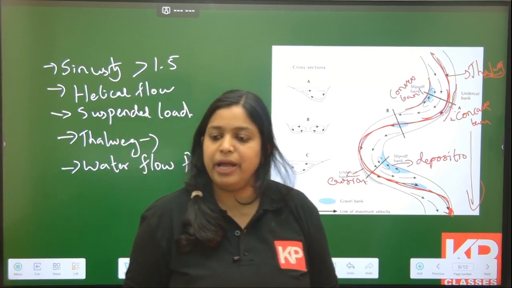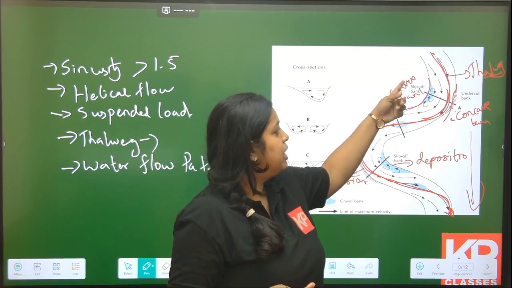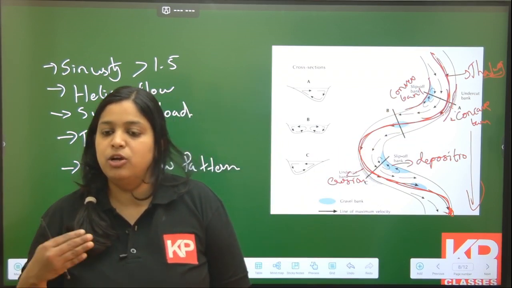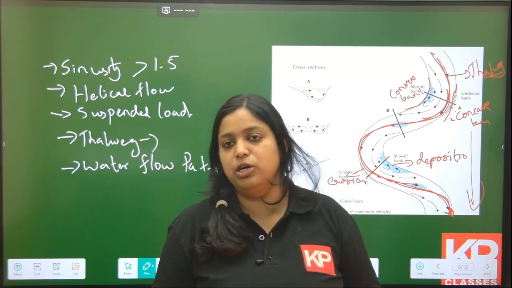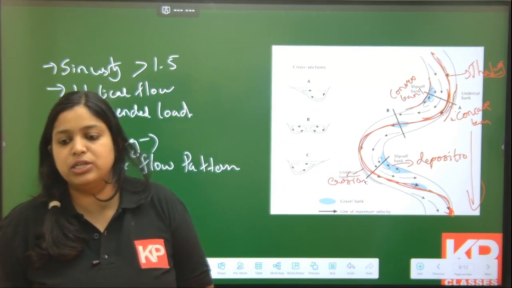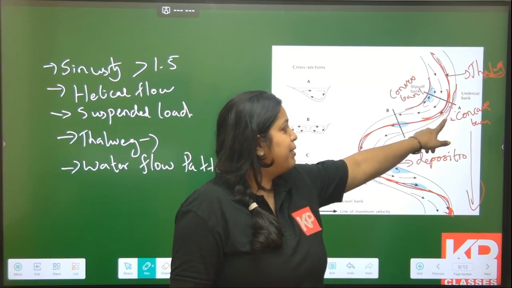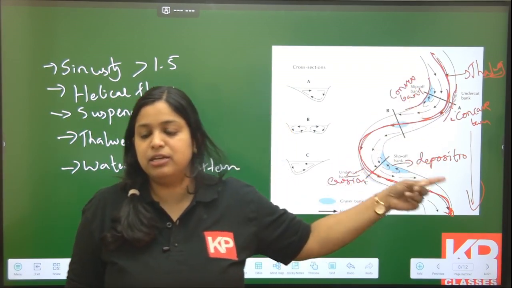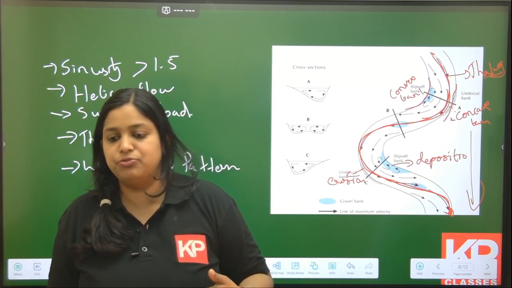Okay, so outer bank and inner bank: the outer bank is of concave shape, the inner bank is of convex shape. The water surface will be elevated along the outer bank. Because of that, erosion and undercutting of the banks will be higher here in the concave bank, whereas in the convex bank the water velocity is much lower. That causes the deposition of the sediment.